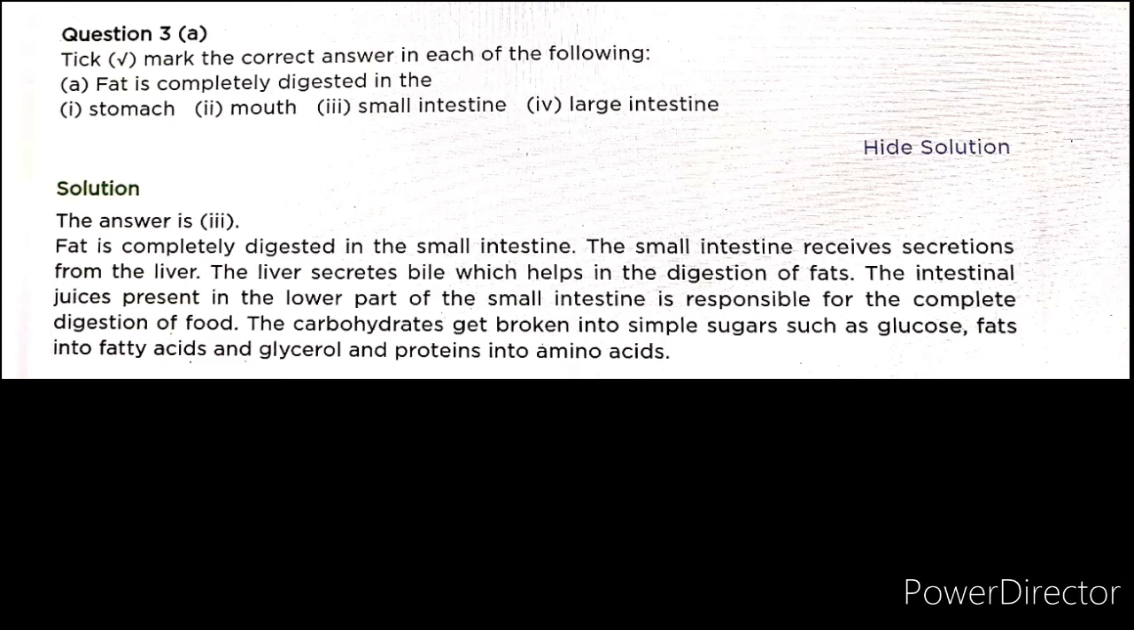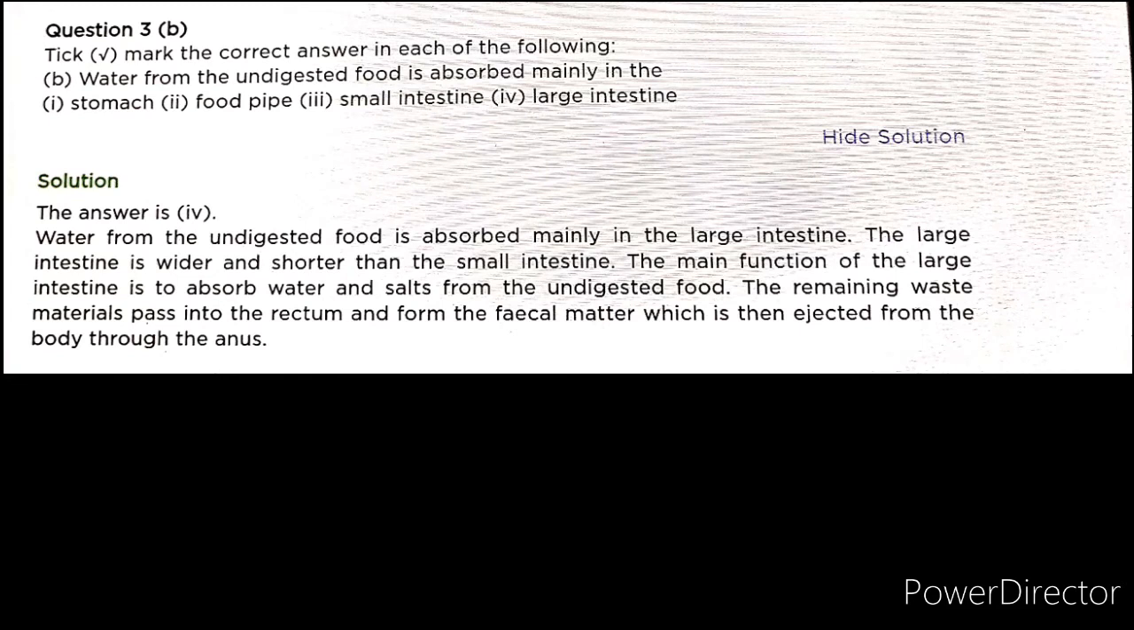Third, A. Fat is completely digested in stomach, mouth, small intestine or large intestine. The solution is 3, which is small intestine. B. Water from the undigested food is absorbed mainly in the stomach, food pipe, small intestine or large intestine. The solution is large intestine. Now fourth one, you can do it by yourself.